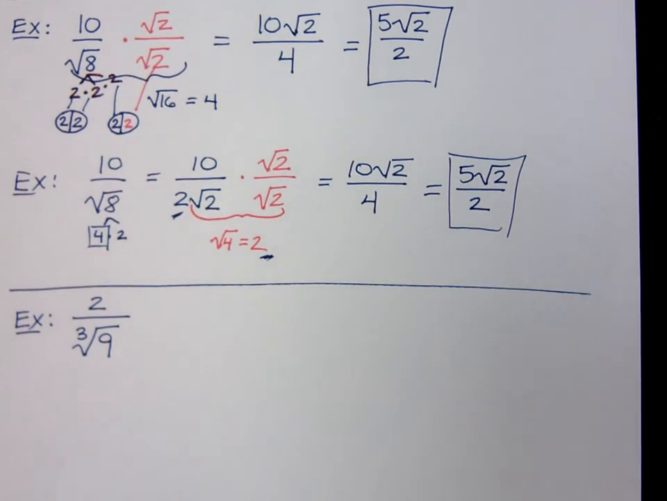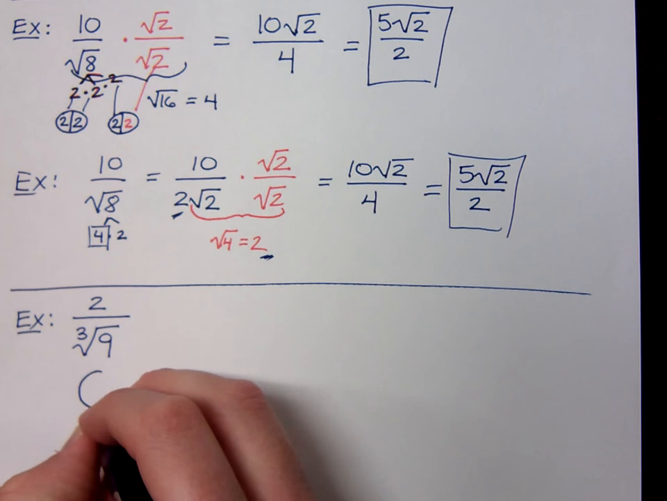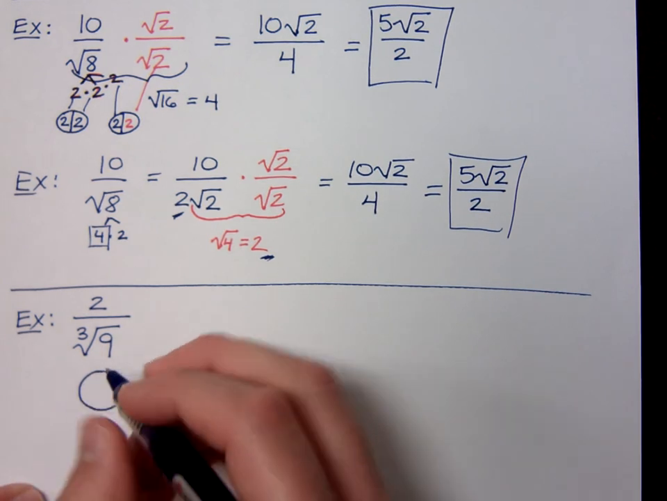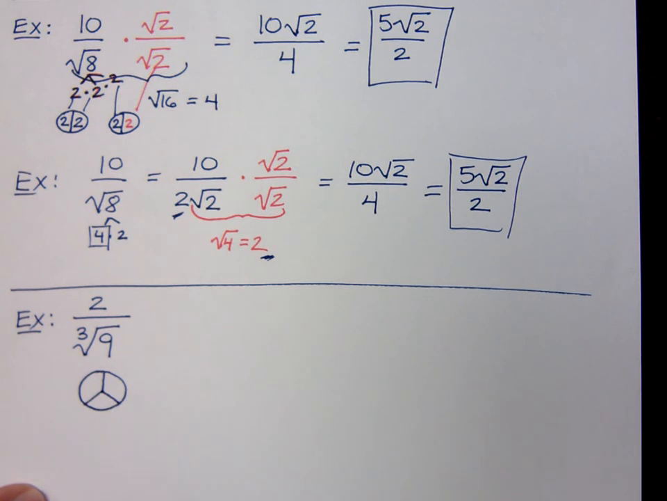2 over the cube root of 9. Think about what 9 is made up of. It's made up of 3 times 3, right? So if I were to make my little pie like I was doing before, I'm dealing with the cube root, so that means I have to have 3 of the same factor. Do y'all agree? What does the 9 give you?